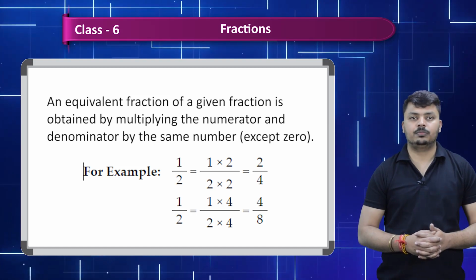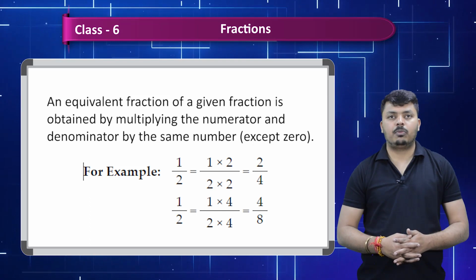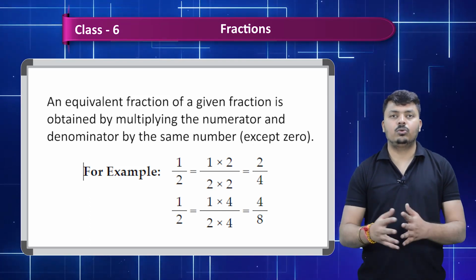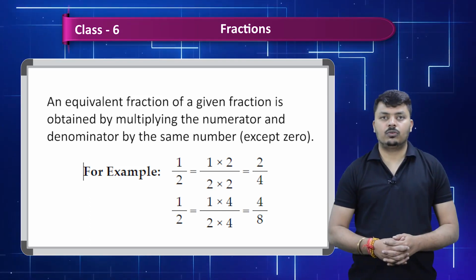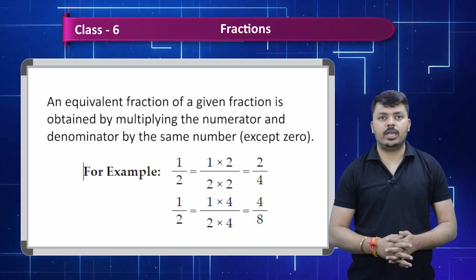An equivalent fraction of a given fraction is obtained by multiplying the numerator and denominator by the same number except 0. For example, 1 by 2 equals 1 multiplied by 2 upon 2 multiplied by 2 equals 2 by 4. 1 by 2 is also equal to 1 multiplied by 4 upon 2 multiplied by 4 equals 4 by 8.